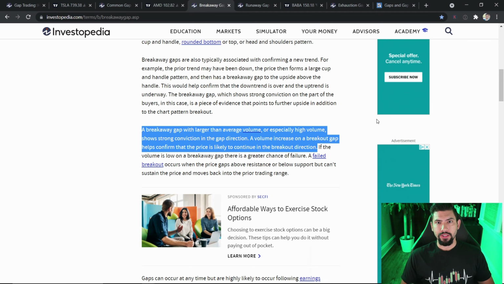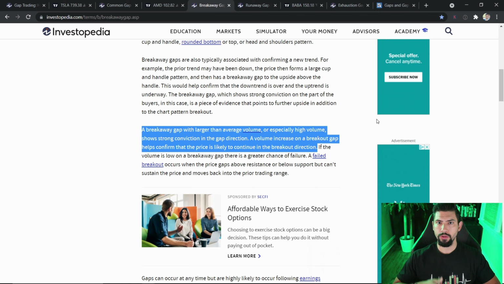All right, so how do we actually determine the difference between a common gap and a breakaway gap or a runaway gap? Here's what Investopedia says. Runaway gaps and breakaway gaps tend to happen on higher than normal volume. So whereas a common gap, you're not seeing any additional spikes in volume, which is the amount of shares traded. On the breakaway gaps, you're going to notice a much higher than average amount of shares being traded.